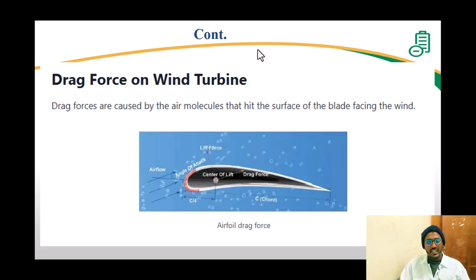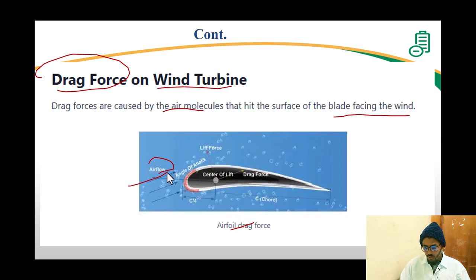The first one is the drag force on wind turbine. Drag forces are caused by the air molecules that hit the surface of the blade facing the wind. Here we have the airfoil drag force, right? We have the airflow here, and this one is the angle of attack, lift force, center of lift, and drag force.